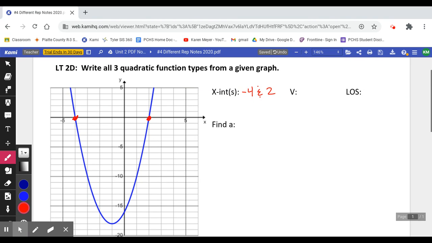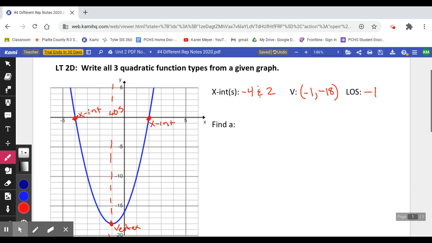The vertex. That's the starting point. So go all the way down toward the bottom. That's an x-intercept, that's an x-intercept, and this is my vertex. My vertex is (-1, -18). Line of symmetry: well, the line of symmetry goes through the vertex, so my line of symmetry is x = -1.